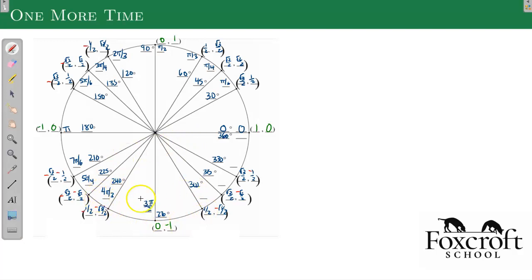And going across here, double and subtract. So 3 doubled is 6, minus 1 is 5. 8 minus 1 is 7. 12 minus 1 is 11. Going all the way around, I've gotten to 2 pi. Okay, so that's the way I do it.